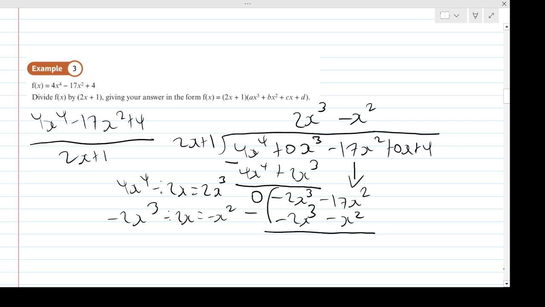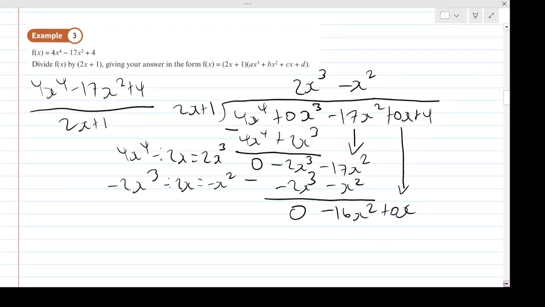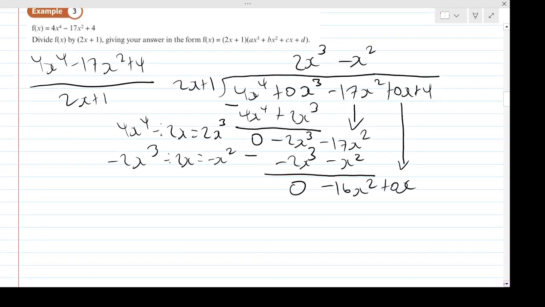Minus 2x cubed, take away minus 2x cubed, is a double negative, so minus 2x cubed add 2x cubed is 0. Then I have minus 17x squared, take away minus x squared, so minus 17x squared add x squared, which is minus 16x squared. Then we bring down the next term, plus 0x, and repeat the same thing. What's the highest power in this bottom row? It's minus 16x squared.